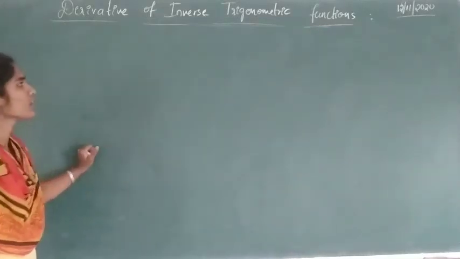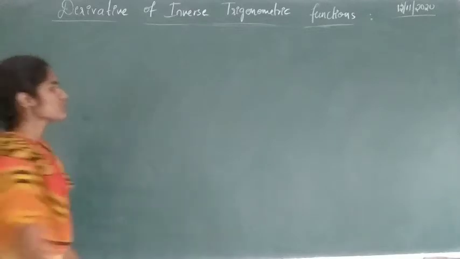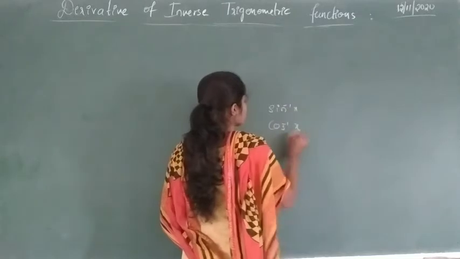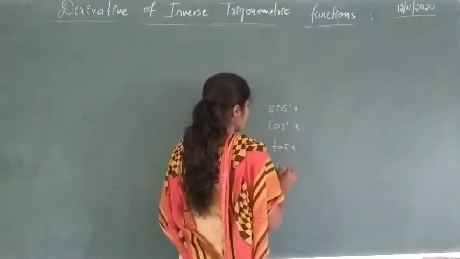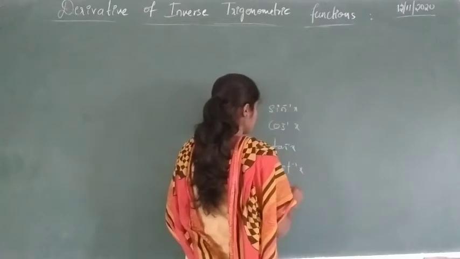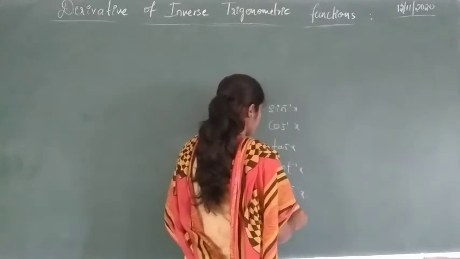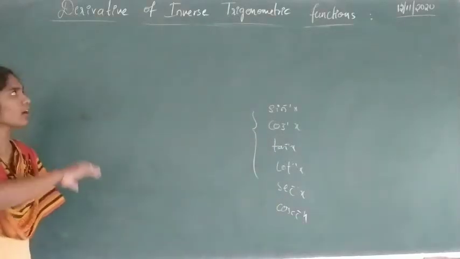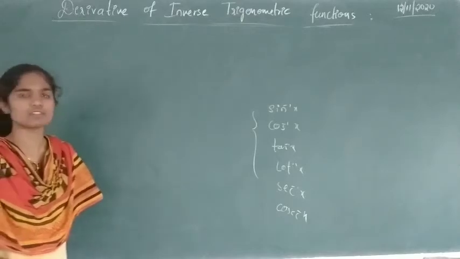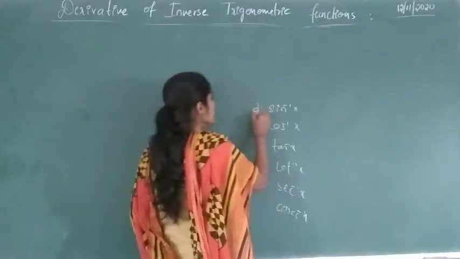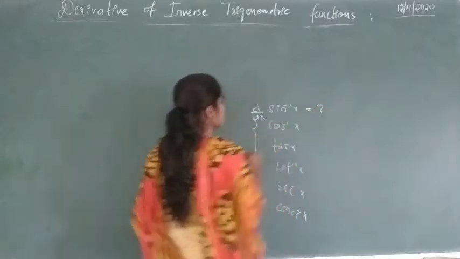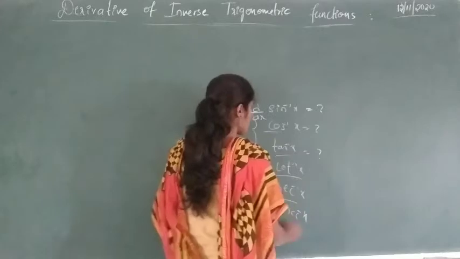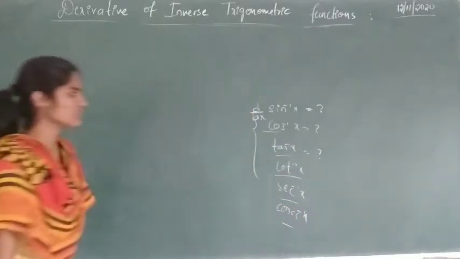Now d by dx. So what are those inverse trigonometric functions? Those are sine inverse x, cos inverse x, tan inverse x, cot inverse x, secant inverse x and cosecant inverse x. These are all the inverse trigonometric functions. So in this topic we learn: what is the d by dx of sine inverse x, what is the derivative of cos inverse x, tan inverse x, cot inverse x, secant inverse x, cosecant inverse x.